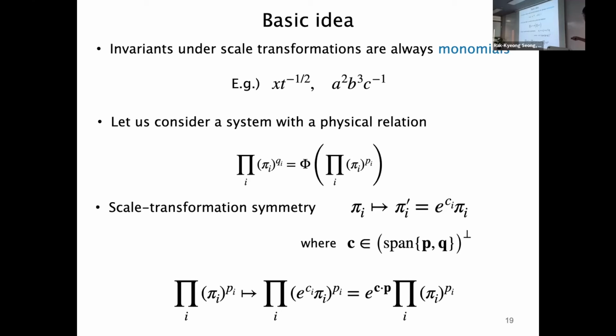Because for example, if we take this combination, it is transformed under this scale transformation in this way, and we're going to have this factor here. So if c is orthogonal to this p vector, this combination remains invariant. So if we take the c vector from this space, it preserves the physical relations, meaning that it is a scale transformation symmetry.